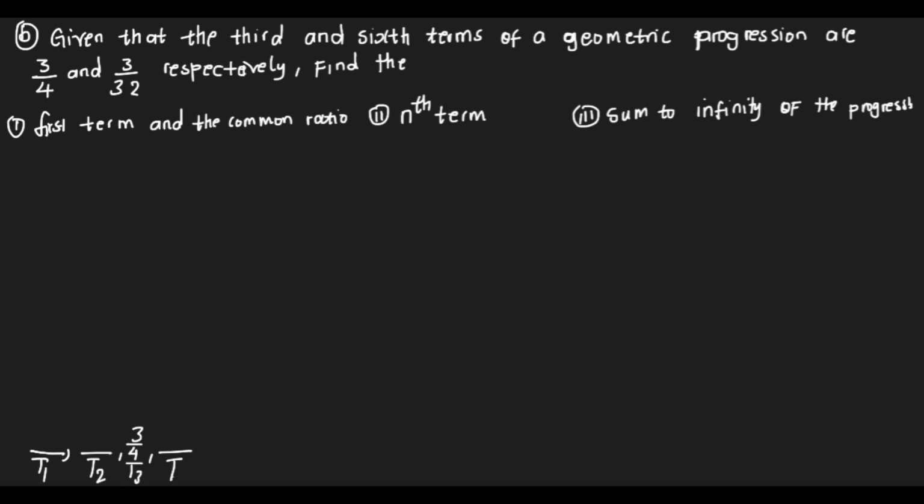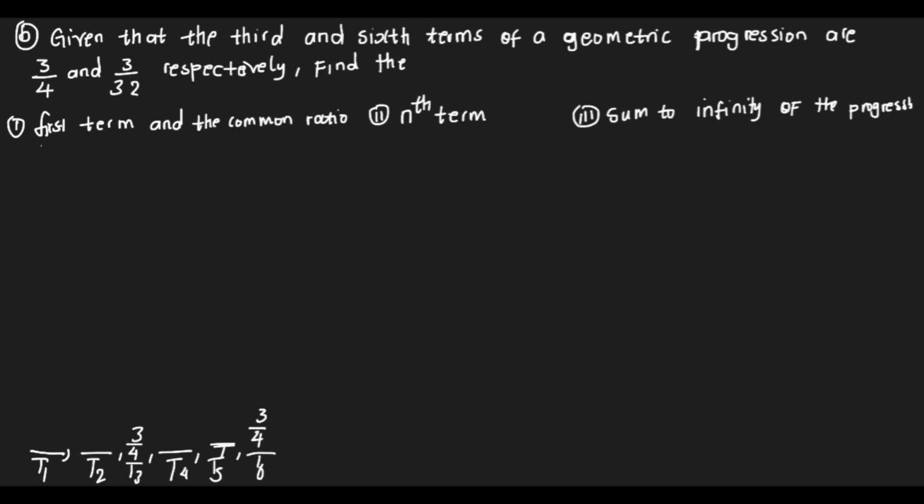Then the fourth term we don't have, the fifth term we don't have also. Then we have the sixth term. So our sixth term is 3 over 32. So we have two ways in which we can solve for the first term and the common ratio. Let's first begin by forming two equations. Then I will show you another way in which we can simplify and find the final answer.